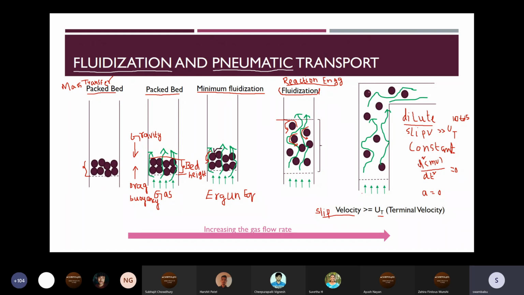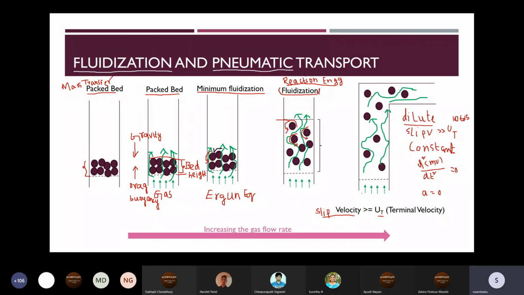In pneumatic transport, the intermixing between particles and fluid is less. So hence the interaction between particles and gas is very minimal. That is the difference from the physics point of view.